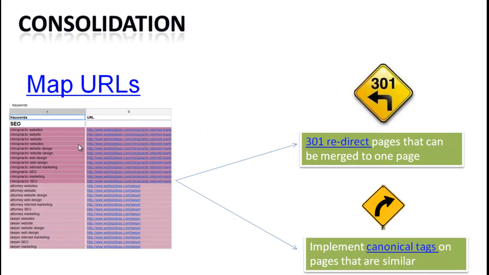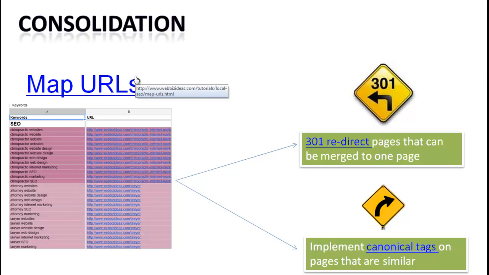So the first step is consolidation. What we're looking to do is audit your website, right? We're looking to find out all the pages that you currently have on your website, and then figure out what pages we can consolidate or merge together. So again, that's one of the prerequisites.